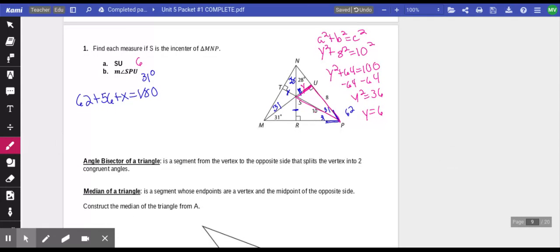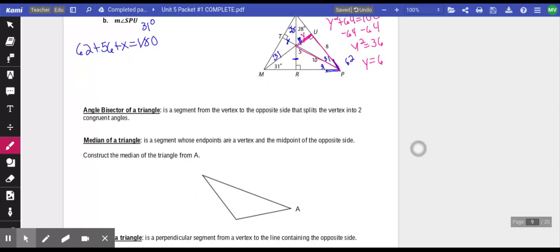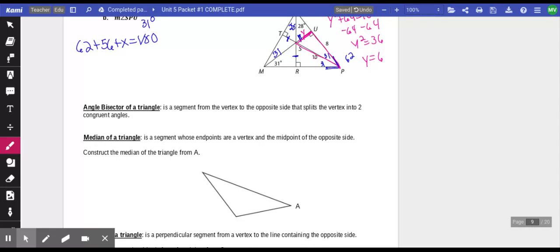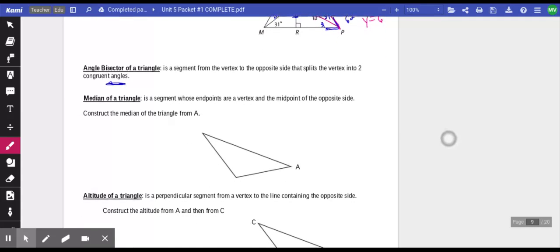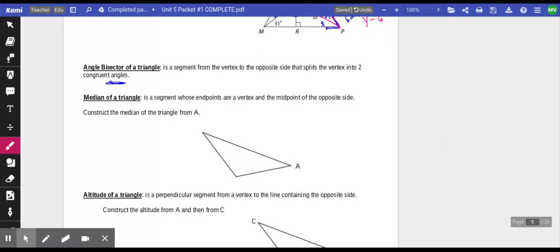Angle bisector is a segment from the vertex to the opposite side that splits the vertex into two congruent angles. I'm sorry, I misread that. It's angles, two congruent angles. The median of a triangle is a segment whose endpoints are on a vertex and at the midpoint of the opposite side. So we're just going to draw again because we haven't learned how to construct and it's hard to construct. So the median from A starts on A and goes to the midpoint of the opposite side.